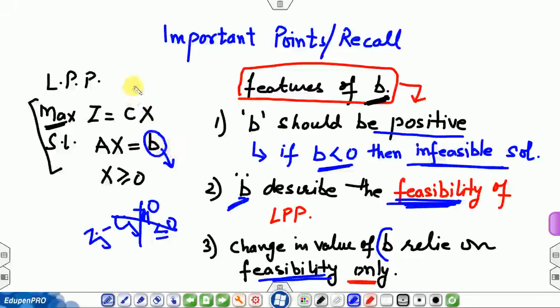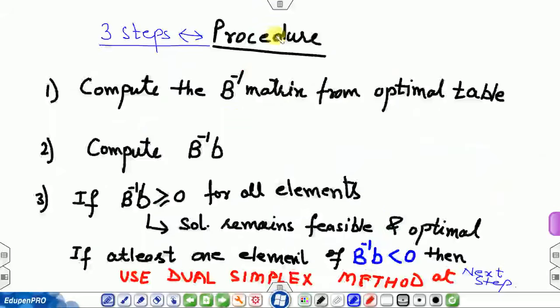In my last video, I talked about the impact of the C. So here C depends on the objective function, so this C relies on the optimality conditions. In this video, we are talking about the feasibility only. Remember the word feasibility.